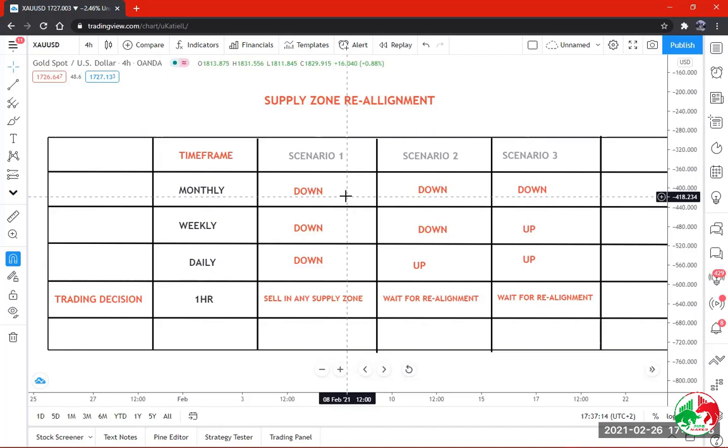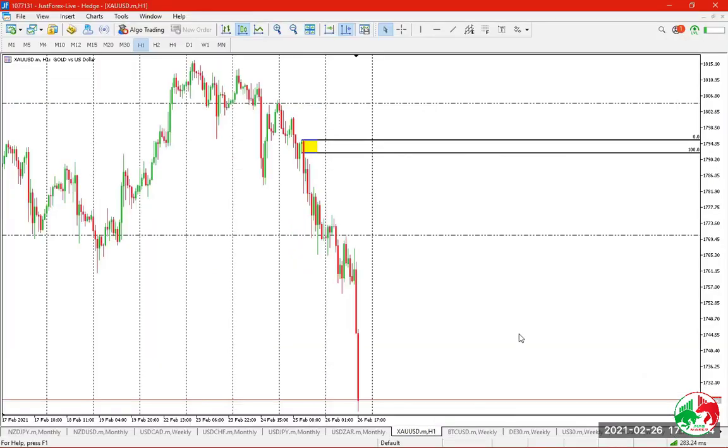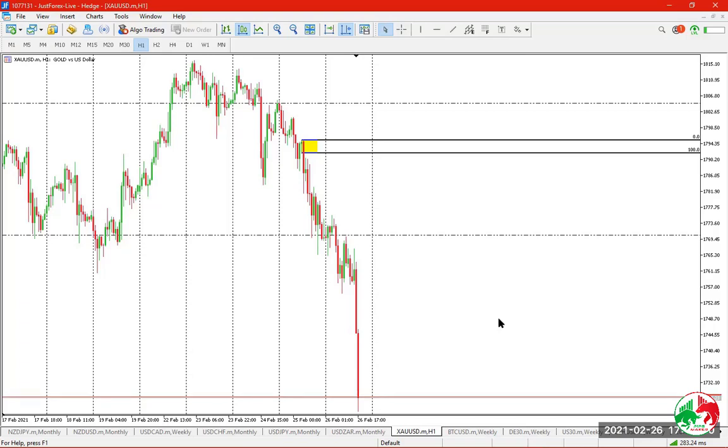I wanted to ask you something. Could you go back to the Google chart? All right. So currently Google is selling, right? Correct. So you would only really look for sells, supply zones.